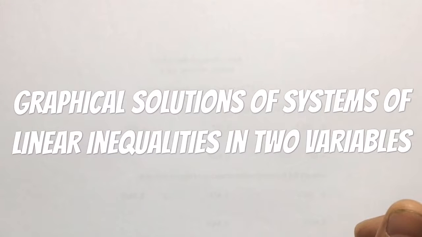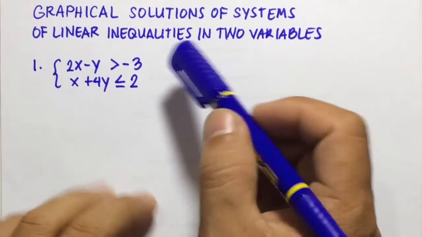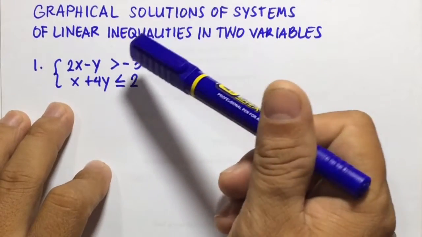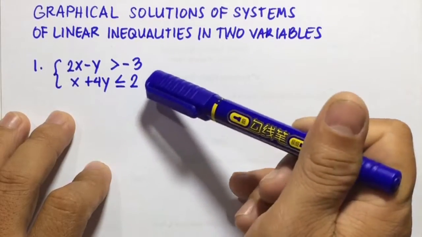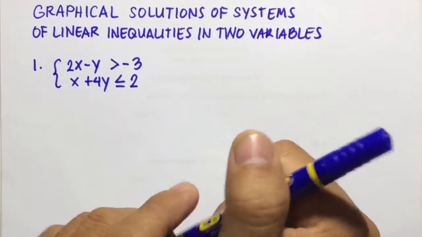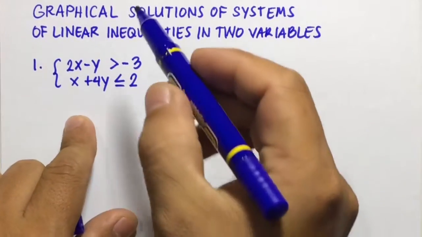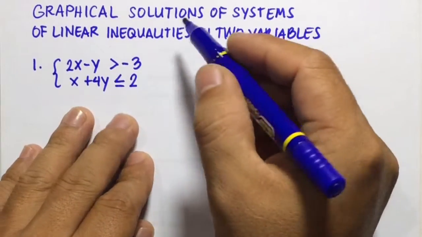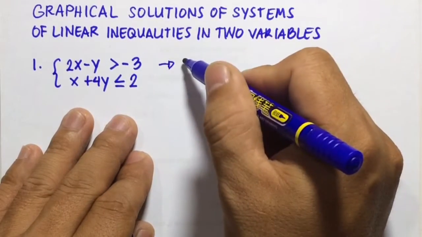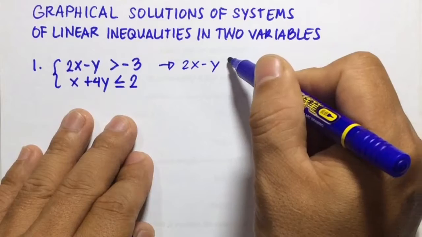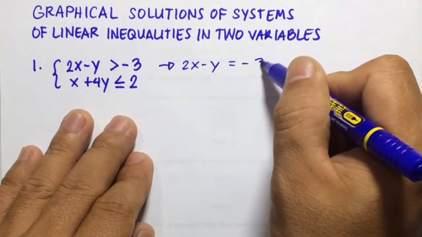Hi guys! In this video, I'm going to discuss graphical solutions of systems of linear inequalities in two variables. Example number 1: we have 2x minus y greater than negative 3 and x plus 4y less than or equal to 2. What we're going to do first is change the inequality sign to an equal sign. So 2x minus y greater than negative 3 will become 2x minus y equals negative 3.